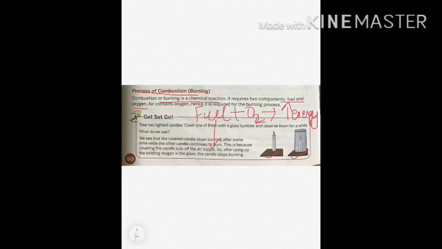Now why is it so? When we covered it with a glass, whatever oxygen supply was there inside the glass was taken by the candle, and it kept burning for some time. After this the oxygen supply is cut off, and then it stopped burning. So that proves that oxygen is very important for any fuel to burn, and also for the process of combustion.